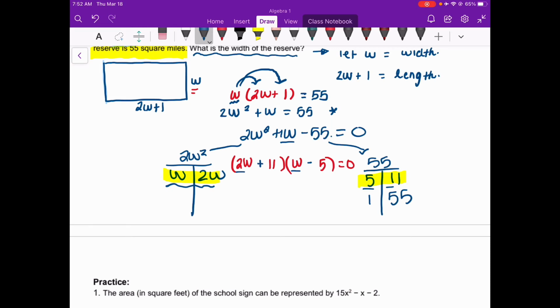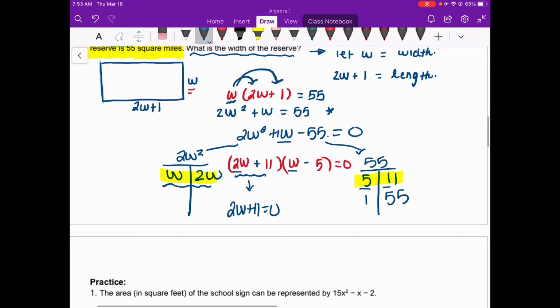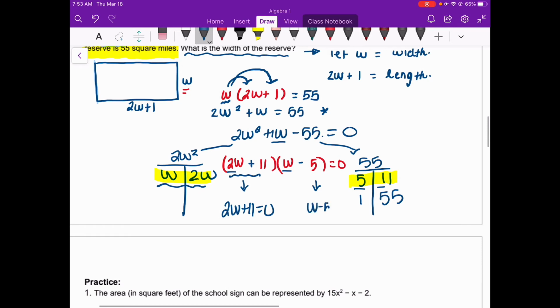Your last step is to set every factor equal to 0 and solve. You know how to go from here, but on the left you'll get negative 11 over 2, and on the right you'll get 5.